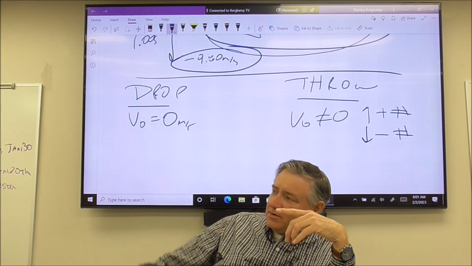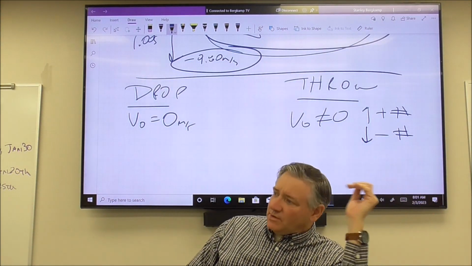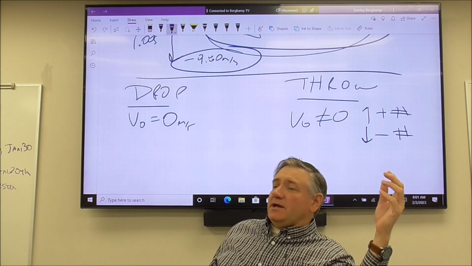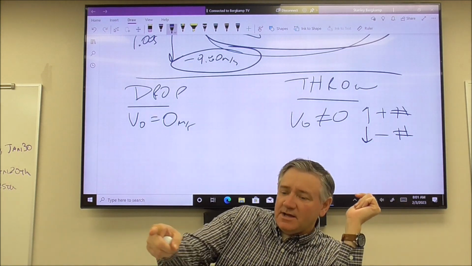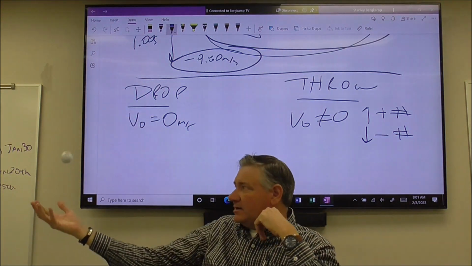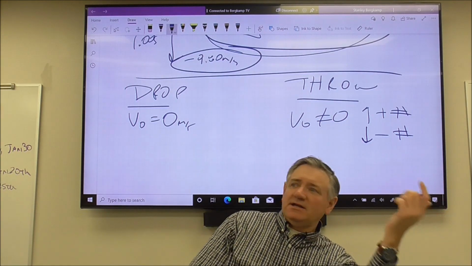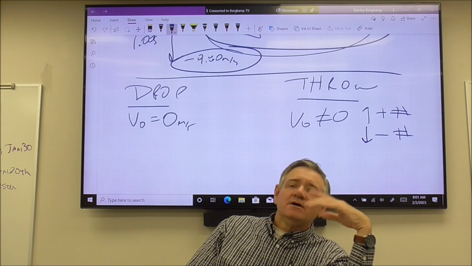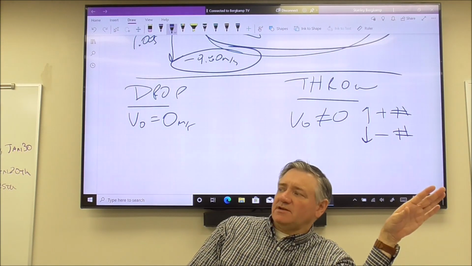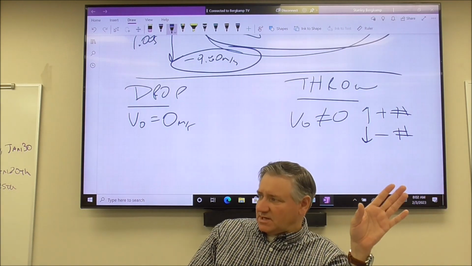Now, if I throw it up in the air, as soon as it leaves my hand, the only force acting on it is still gravity. When I throw it up in the air, gravity is going to make it slow down at negative 9.8 meters per second squared. If I throw it down, as soon as it leaves my hand, gravity is still going to make it speed up at negative 9.8 meters per second squared. So as long as gravity is the only force acting on it, your acceleration is going to be negative 9.80 meters per second squared. Okay?